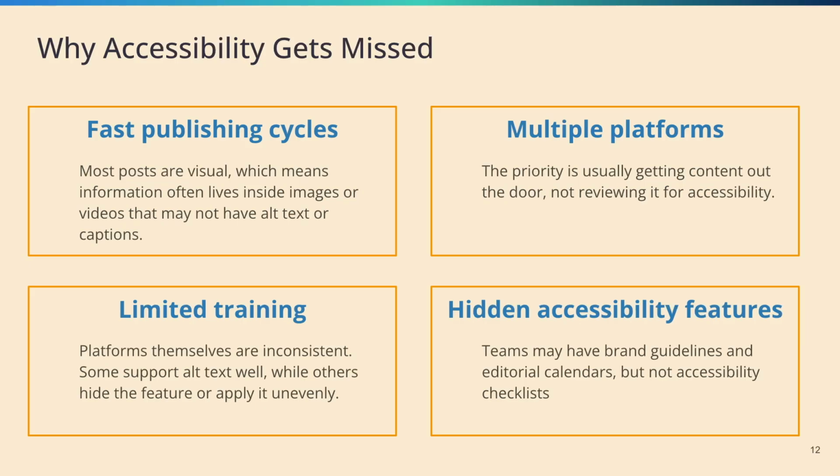So accessibility is rarely ignored on purpose, really. More often it gets missed because of how social media teams work together or don't work together. Fast publishing cycles don't leave very much time for review before the content goes live. Multiple platforms means teams are managing different features, workflows, and requirements.